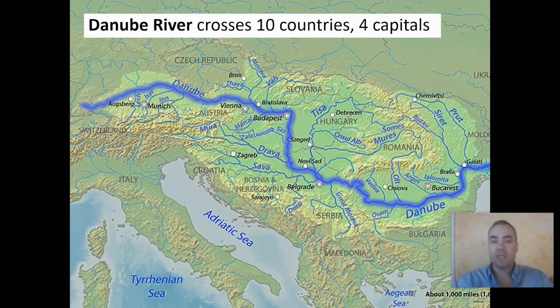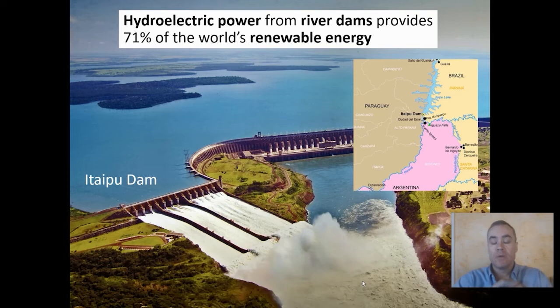And rivers are great connectors. The Danube River crosses 10 different countries, all the way from Germany to the Black Sea in Romania, crossing four capitals along the way. Rivers give us energy as well. 71% of the world's renewable energy comes from hydropower. That's more than wind and solar and biodiesel and all the other renewable energy combined.